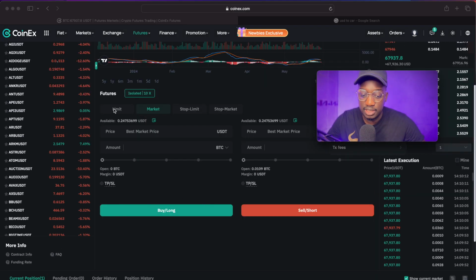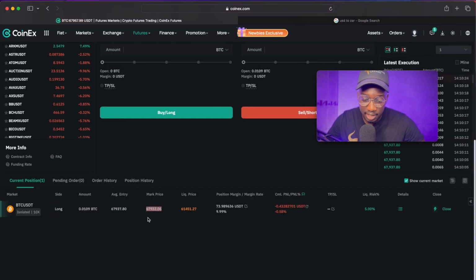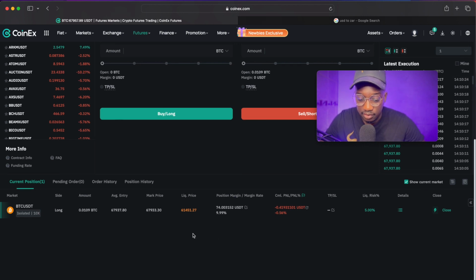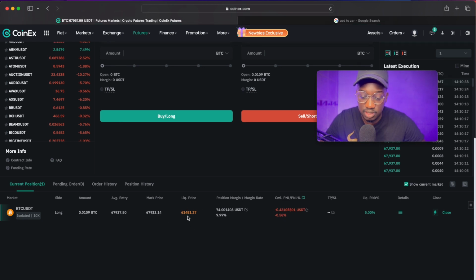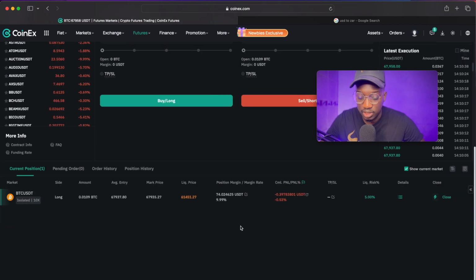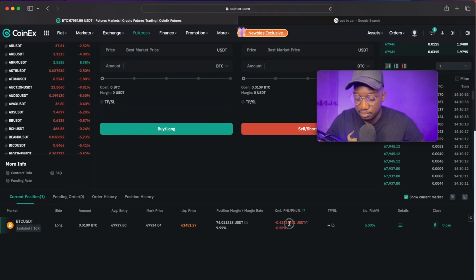But let's say if I used the limit order, I would have put my own price, like 50,000, and if the price of Bitcoin goes down to 50,000, I would have entered a position. You can see that the current price, or the market price, is 67,913, and right here is the liquidation price. If the price of Bitcoin goes down to 61,451, I'm gonna get wiped out, or liquidated. And this is the amount that I put in this position, which is 74 USD. And this is my P&L, or how much money I'm making or losing.